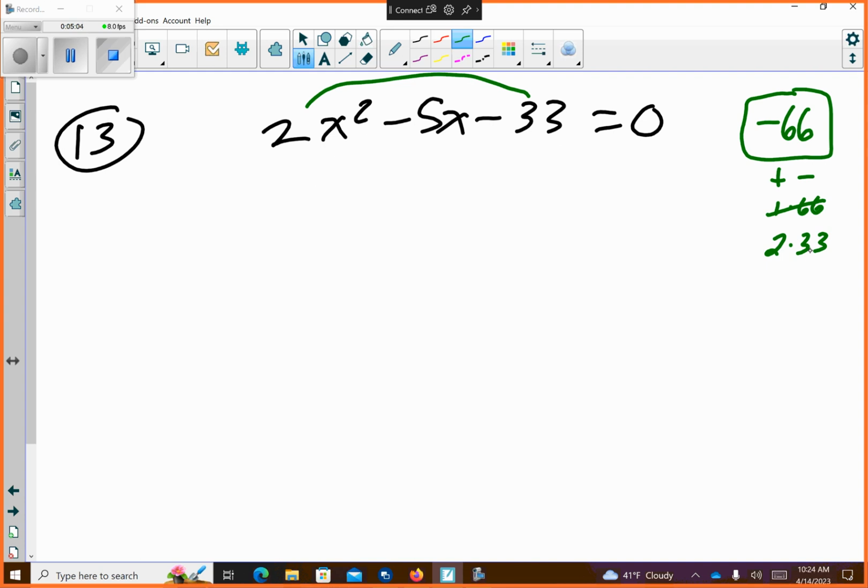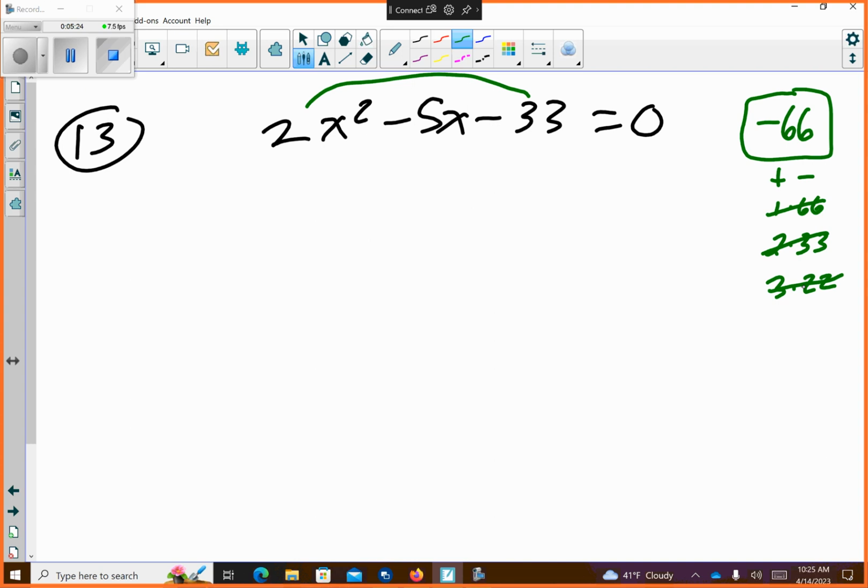What do you think? Friends, this is participation, not just stir. No. What about 3 and 22? Can 3 and 22 be added together or subtracted from each other to get to negative 5? Do you notice how I'm going slowly through this?